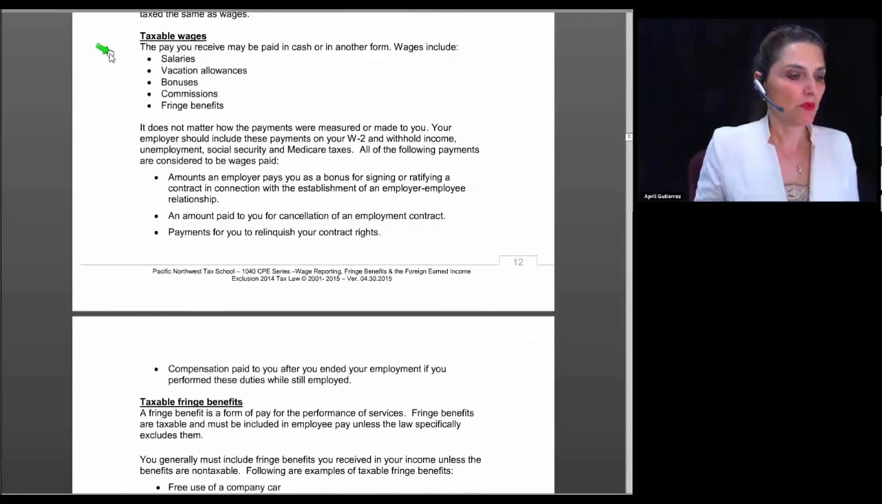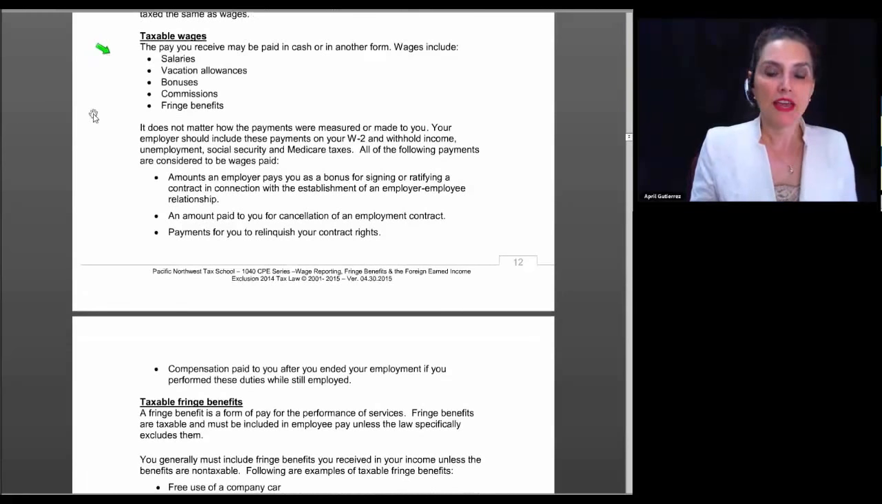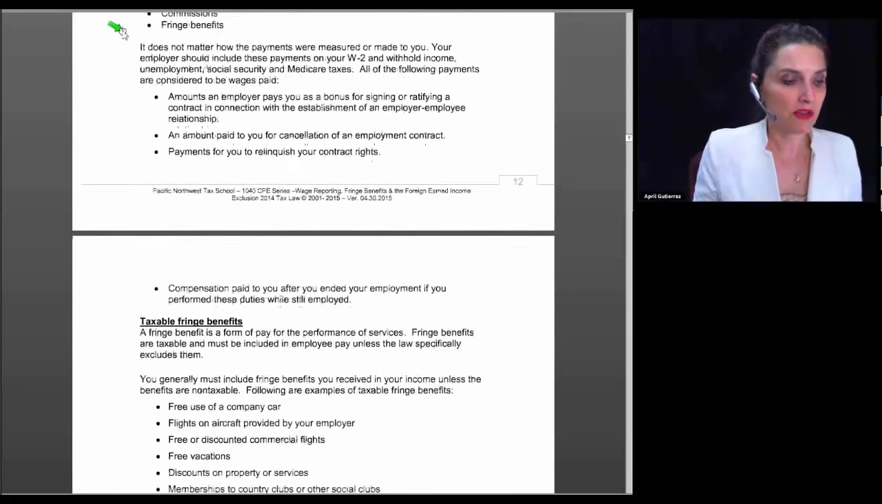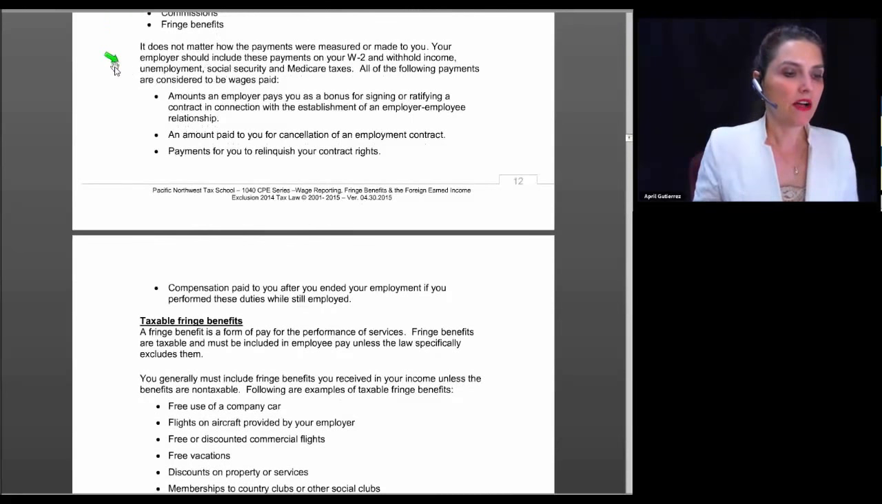So what are taxable wages? Well, the pay you receive can be paid in cash or in another form. So wages include salaries, vacation allowances, bonuses, commissions, plus fringe benefits. And it doesn't matter how these payments were measured or made to you, your employer should include these payments on your W-2 and withhold income, unemployment, Social Security, and Medicare tax.